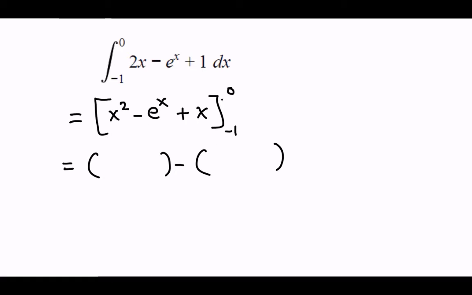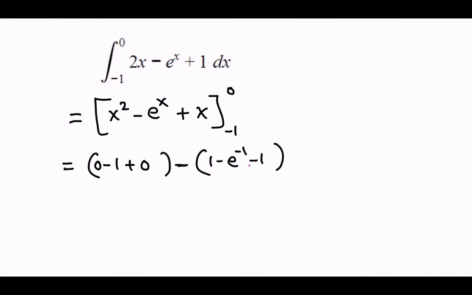Replace x by 0. So 0 squared, minus e raised to 0, that's 1, plus x, 0. That's the upper limit part, minus the lower limit, this is coming from the formula, minus, replace x by negative 1. So negative 1 squared, that's positive 1, minus e raised to negative 1. So this will be a decimal number, but we leave it as it is, e raised to negative 1, which is the same as the reciprocal of e, 1 over e, plus x equals negative 1. So plus negative 1 is just minus 1.